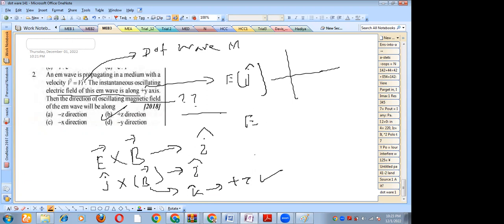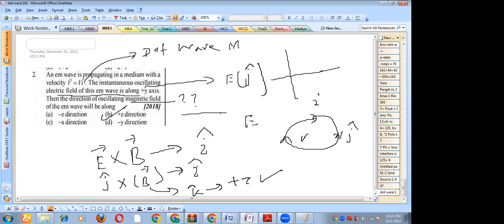Got my point? So you have to remember this circle. Always remember this: i, j, k, i, j, k. In clockwise order, i cross j gives k, j cross k gives i, k cross i gives j. So this will be very important and much in use in this chapter.